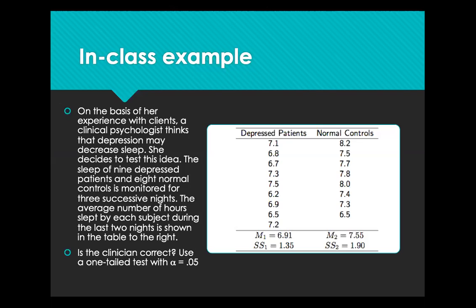Does depression decrease sleep? In this case, we can use a one-tailed test because we think that depressed patients will sleep less than normal controls. If we just thought they would be different, but we weren't sure whether depressed patients would sleep more or less, then we would use a two-tailed test. But in this case, we're hypothesizing for a specific reason that depressed patients sleep less than normal controls. And so we'll use a one-tailed test, and we'll set a significance value or alpha value at 0.05. And you'll notice in the table we've already computed the means and sums of squares for each group.